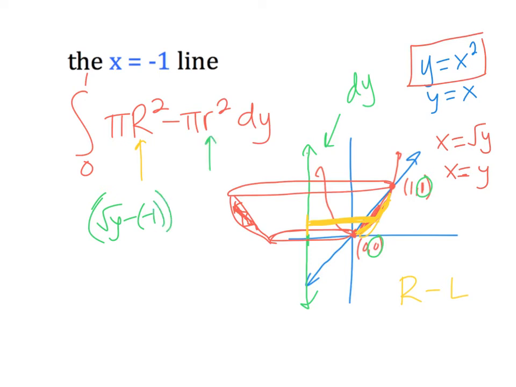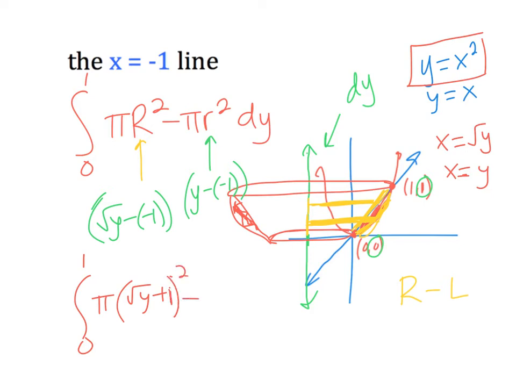And then the smaller radius would be that horizontal distance to the inner part of the function, which looks like the x equals y line. So it's going to be y minus the -1 line there. And so y minus a -1, which you can change to y plus 1 inside the parentheses. So the setup would be from 0 to 1, pi, square root of y plus 1 squared, minus pi, and then y plus 1 squared in parentheses.